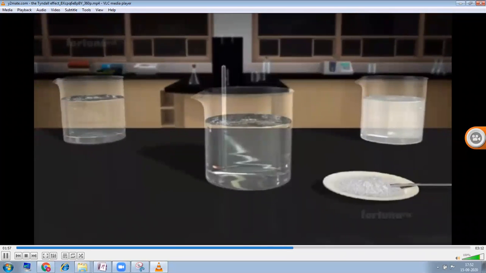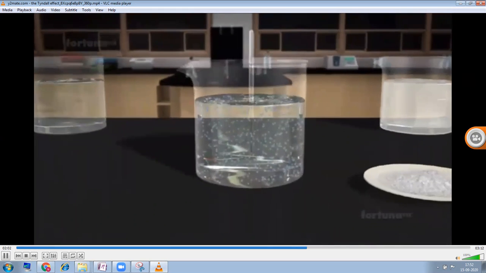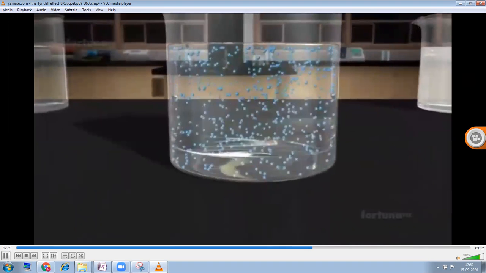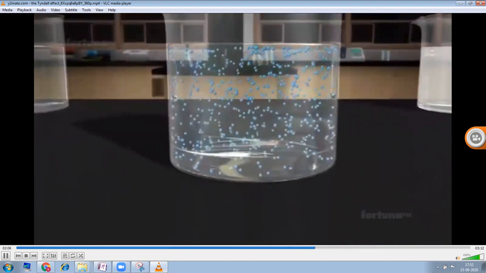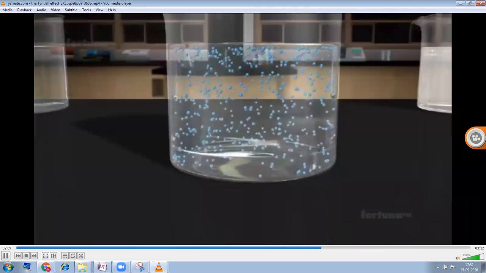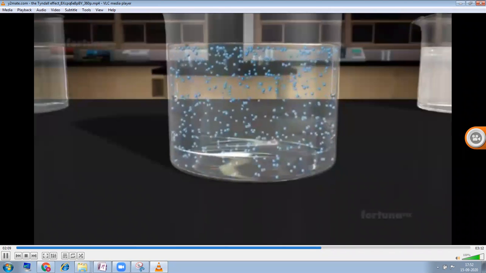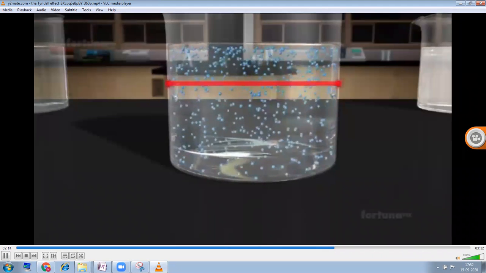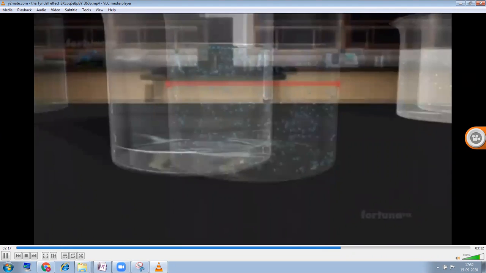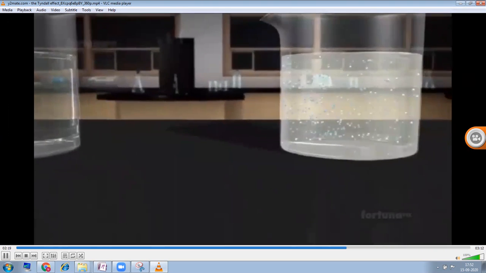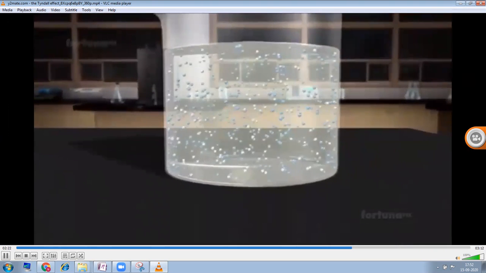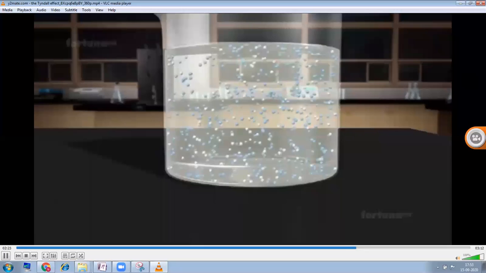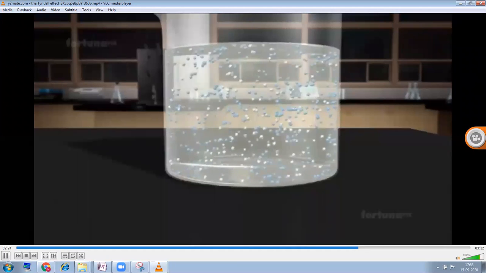A solution, such as a sugar solution we made, is a homogeneous mixture made up of only one phase. In this form, the solute, in this case the sugar, will dissolve in the solvent, in this case the water, and take on the characteristics of the solvent, meaning once again we won't be able to see the light hitting anything.